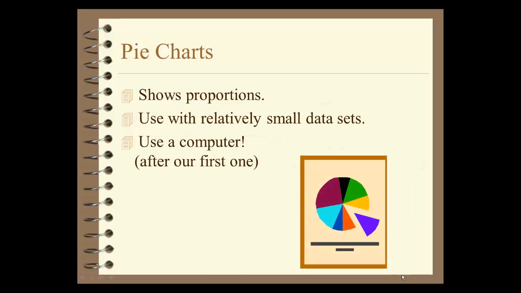When thinking about using a pie chart to display data, again, it must be categorical data that we'd be using here. Pie charts do their best at showing proportions. They are typically used with relatively small data sets, particularly if you're building these by hand. However, most of the times we'll be using a computer if we build any at all in AP Statistics. But it is important to recognize that you are definitely looking at categorical data when you're viewing a pie chart.